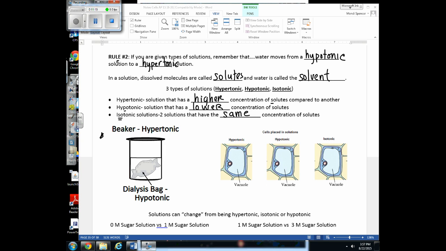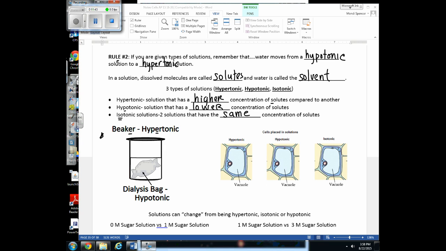So let's apply rule number 2 if you're given a situation like this. It says that there's a solution in the beaker and that solution is hypertonic compared to the solution that's in this dialysis bag. And hopefully by this point in class, you have had a chance to set up your dialysis bags in a solution, so you have an idea of what this diagram is about.